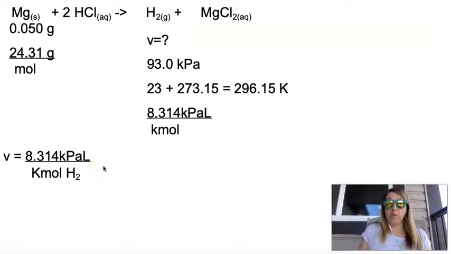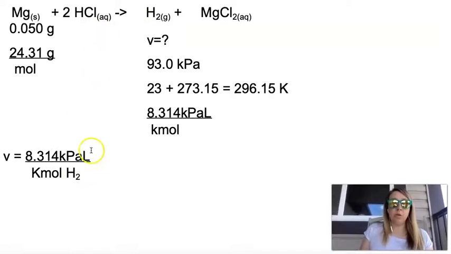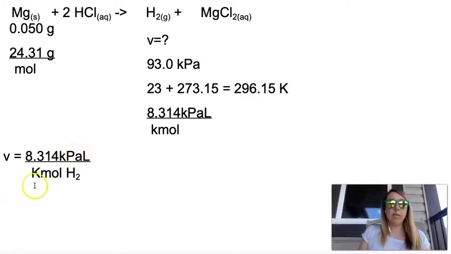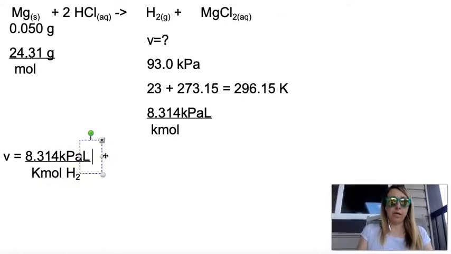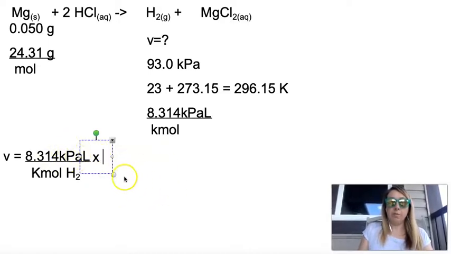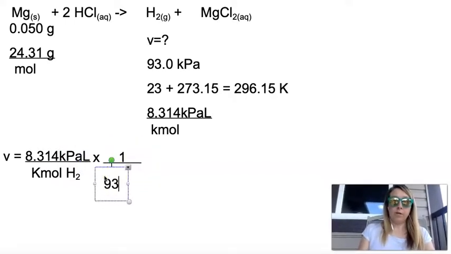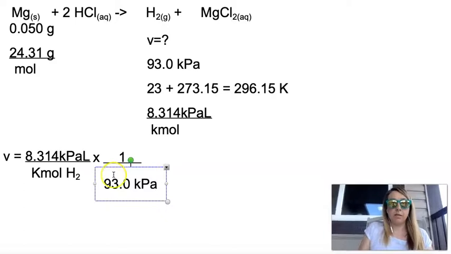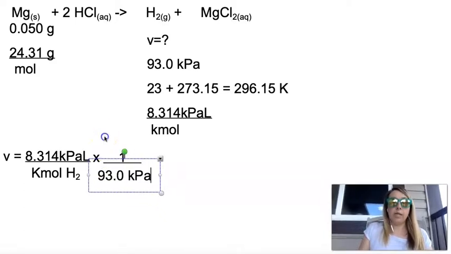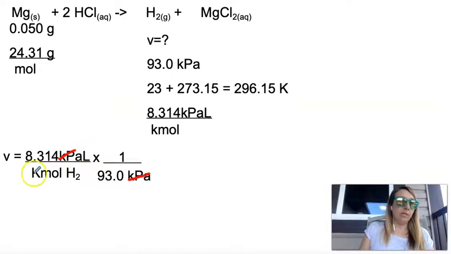So we have a bunch of units to get rid of, right? Ultimately, the only thing we want is this liters. So we need to get rid of kilopascals, we need to get rid of Kelvin, and we need to get rid of moles of hydrogen. So let's go ahead and get rid of those kilopascals. They're currently on the top. We're going to need to place them on the bottom. So we're going to do 1 over that 93.0 kilopascals. Okay, and doing that, we've now eliminated the first unit we don't want, right? We got rid of kilopascals. Okay, so we still have liters, but we still have Kelvin and moles of hydrogen.